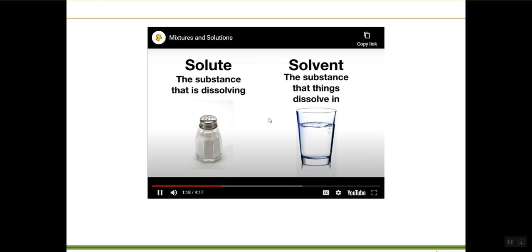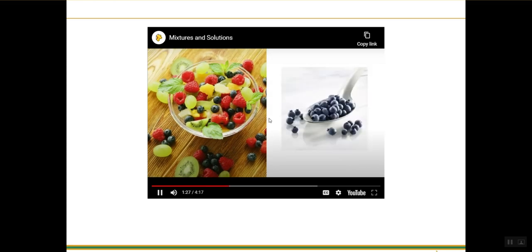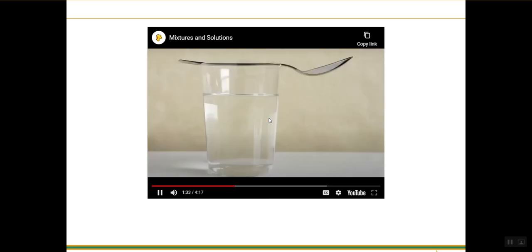An easy way to compare mixtures and solutions is to think about taking a spoonful of each. If you were to take a spoonful of fruit salad, one time you might get a spoonful of blueberries, and the next time you might get a spoonful of raspberries. Each time you take a spoonful, it would be a little bit different. But in a solution like salt water, every spoonful you would take would be just as salty. There will be no extra salty spoonfuls because it's all mixed evenly together.